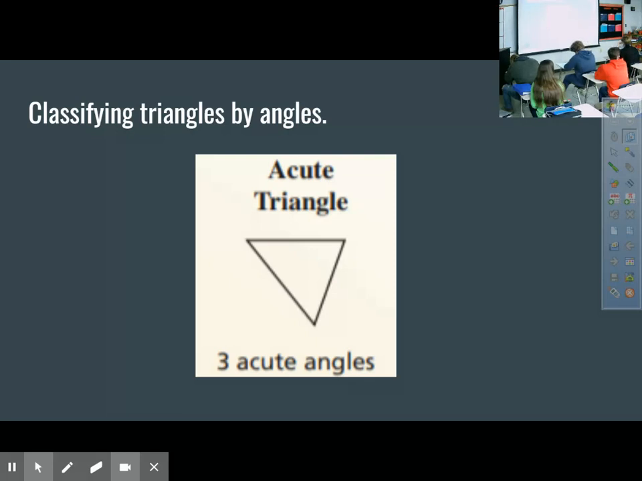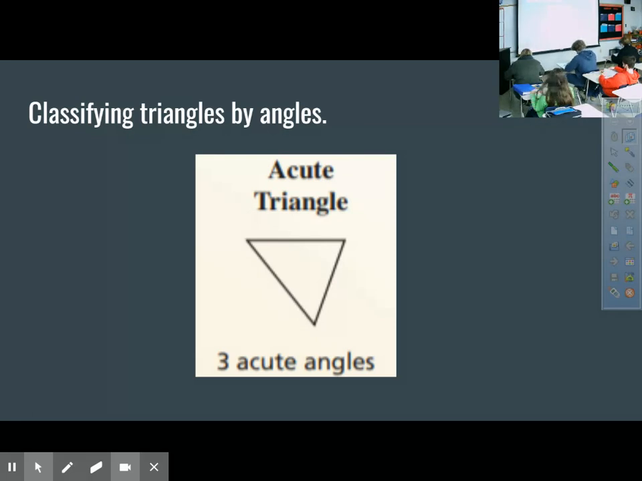Alright, an acute triangle. An acute triangle has 3 acute angles. So write that down over there on the definition. An acute triangle has 3 acute angles. What does acute mean? Less than 90. Less than 90 degrees. So all of the angles are less than 90. All of the angles are less than a right angle. They're smaller than a right angle. So notice all 3 angles are acute.